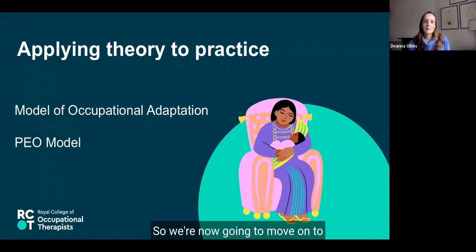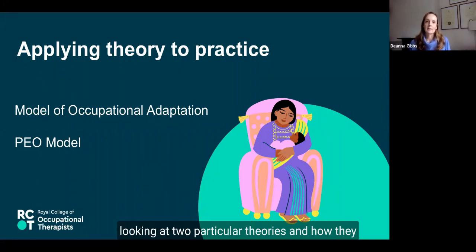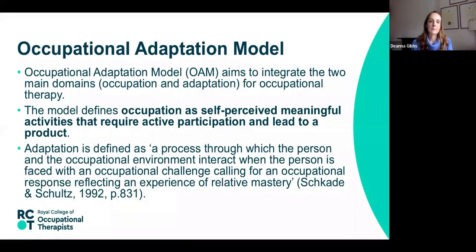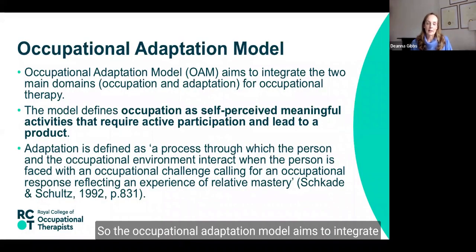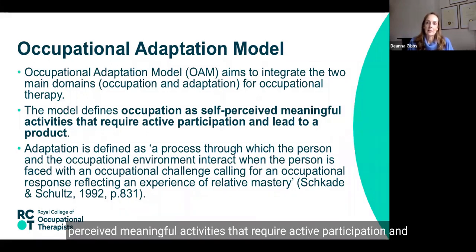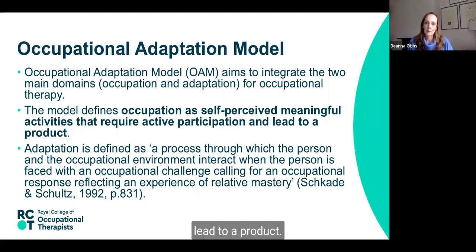So we're now going to move on to looking at two particular theories and how they can be applied within the neonatal setting. So firstly, the model of occupational adaptation, and then the person-environment-occupation model. So the occupational adaptation model aims to integrate the two main domains of occupation and adaptation for OTs. And it defines occupation as self-perceived, meaningful activities that require active participation and lead to a product.